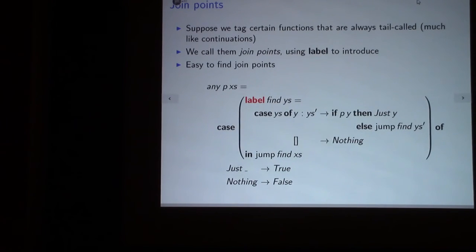Because now we can make it a join point. Join points already kind of exist as a way of sharing code. We're now making it an official thing in the syntax. So it's just a function that can only be tail called. And the important thing is that because it's always tail called, we always know what its context is. It's always the thing surrounding it.